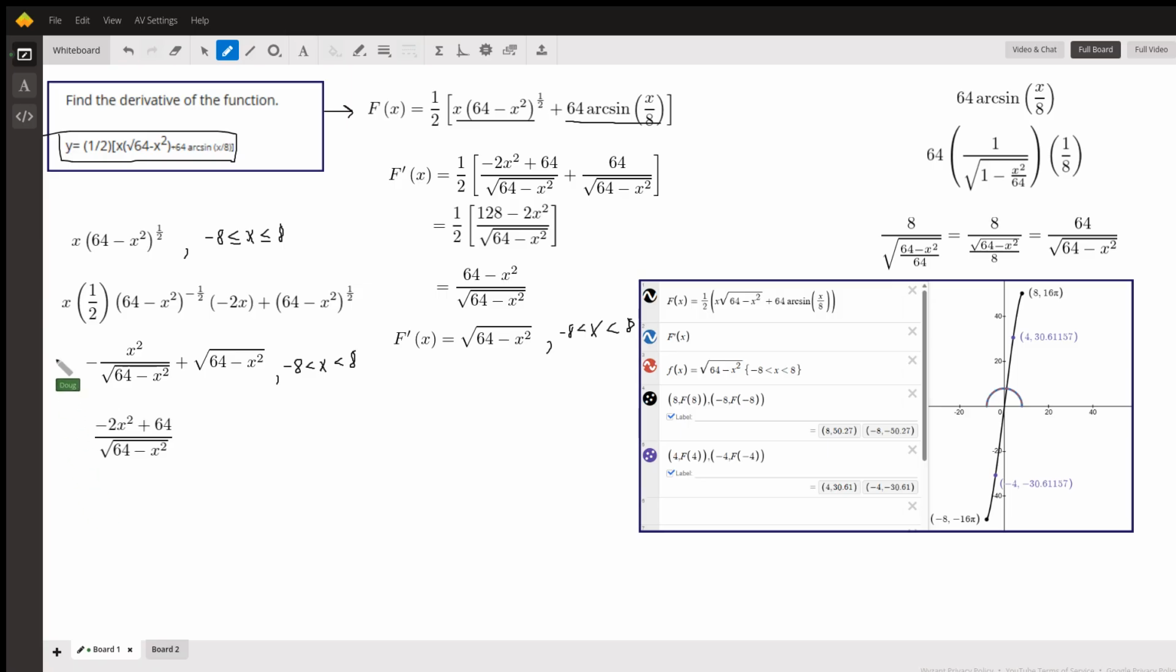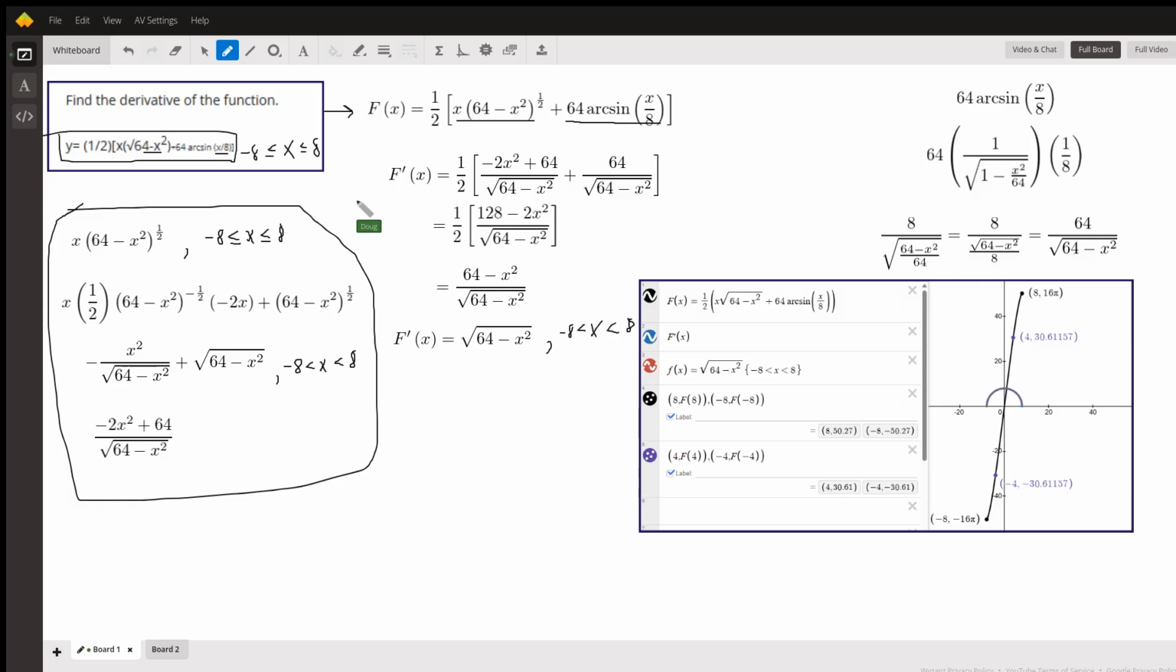And by the way, let's make the observation that for this function, x has to be between 8 and -8, both because of the square root and because of the inverse sine.